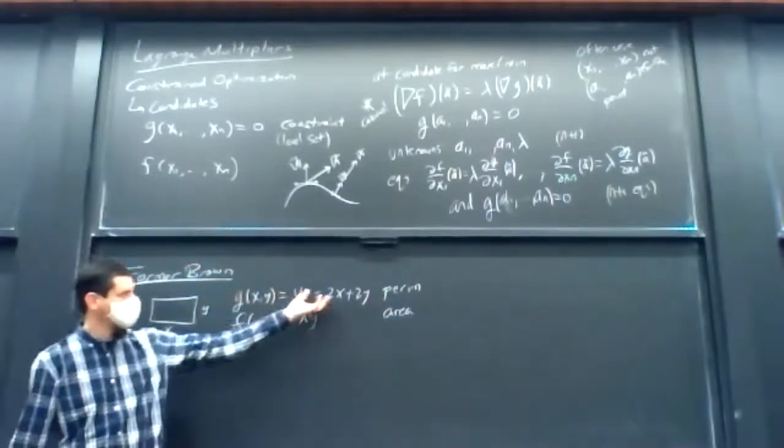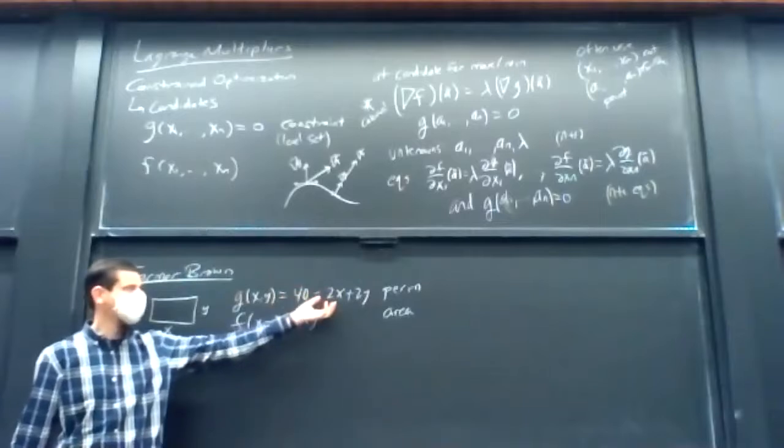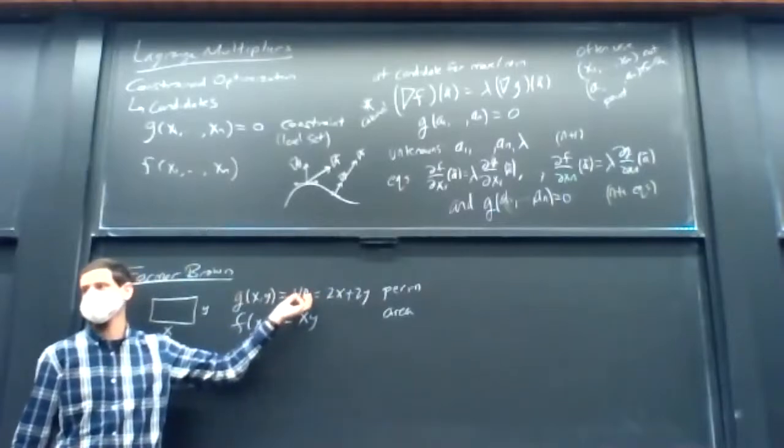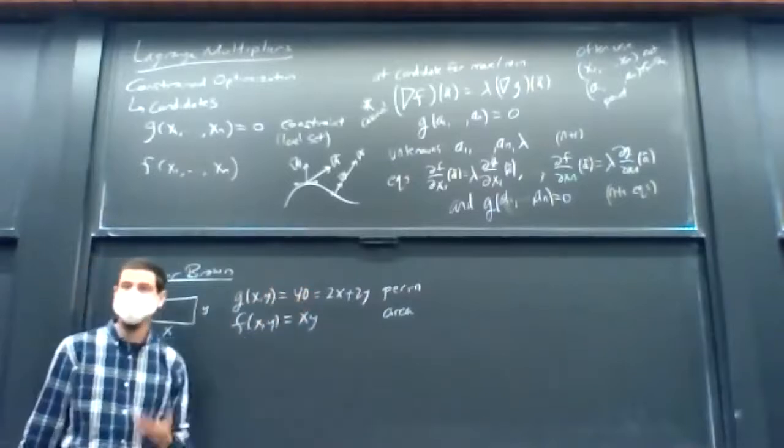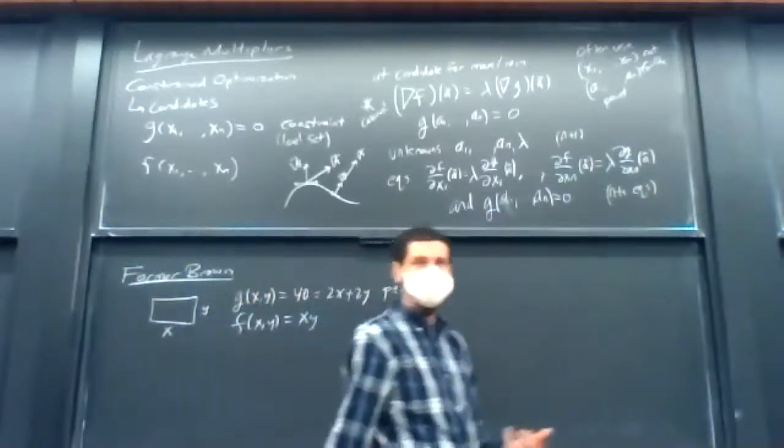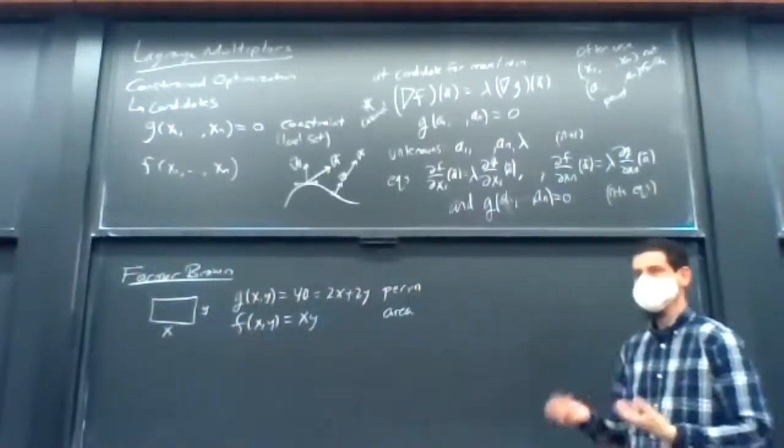Do people want to leave it as it equals 40, or do they want to have 2x plus 2y minus 40 equals 0? Or does it not matter and you don't care which way it goes? And you've already written this in your notes, so let's just do it this way. It doesn't really matter. And so this is all just which is the best way to do it.